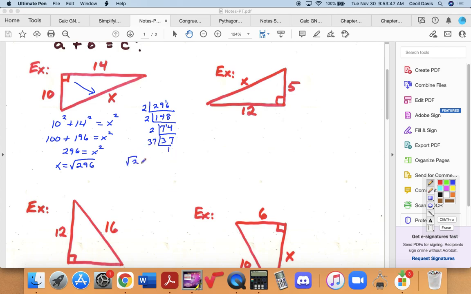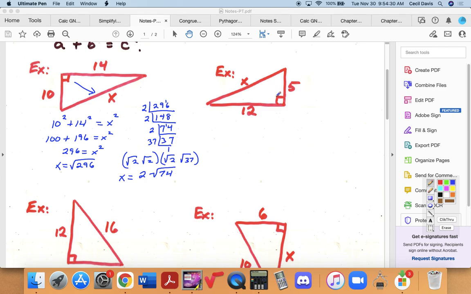So I've got the square root of 2 times the square root of 2. I'm going to group those two together. And then I've got a square root of 2 that doesn't have a like partner, and the square root of 37. That's 2 square roots of 37 times 2. And you're like, do I have to multiply that out? Well, I already have it right here. It's 74. You don't have to turn around and multiply it back out. You've already done it. So x is 2 square roots of 74. Okay, any questions about that?